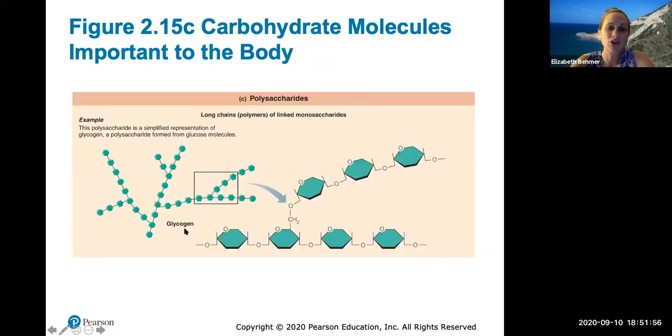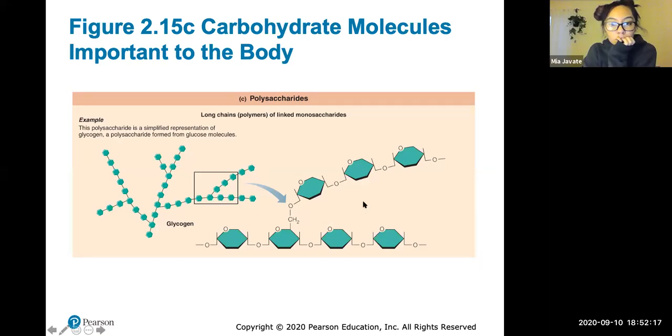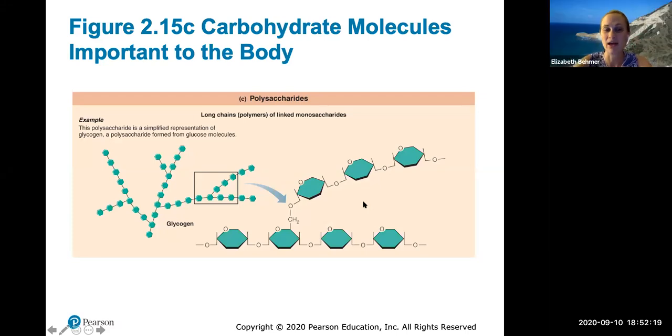So this is showing glycogen. It's a polysaccharide because it's many sugars linked together. You can see these little hexagon-like shapes here, and they're all linked together, and these are all glucose molecules that are just linked together. They get linked together because when glucose needs to be taken out of your blood, if there's too much sugar in your blood, glucose gets taken out of your blood and stored as glycogen in your liver. And that is the result of insulin production.